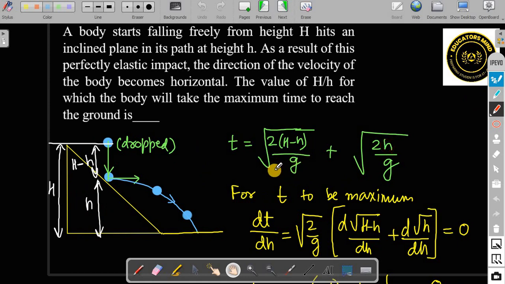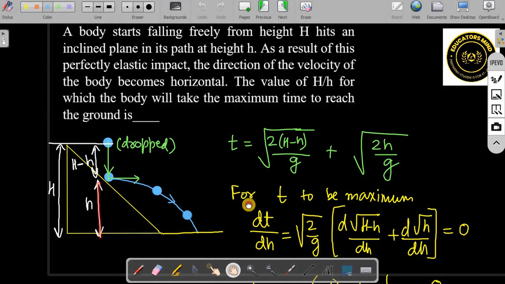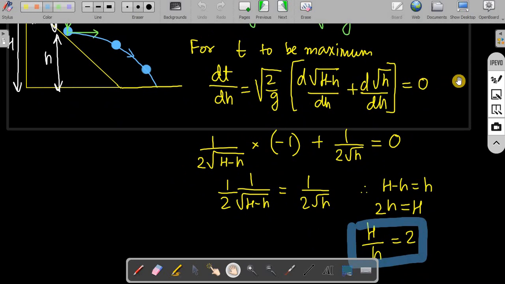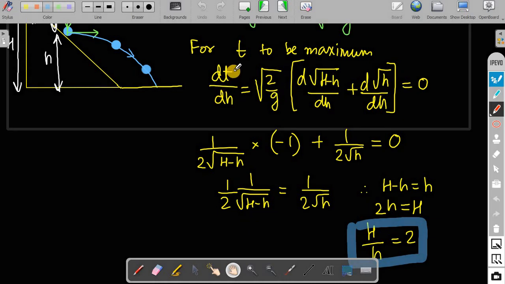Now you want to get the maximum value of time. To get maximum we have to differentiate with respect to h. Small h is the variable here. Generally we differentiate everything with respect to time, right? But in this case we want time to be maximum, and time depends on small h, so we have to take the maximum minimum concept, differentiation of time with h. So root 2 by g common, then differentiate root of (H minus h) plus root h, it should be 0.